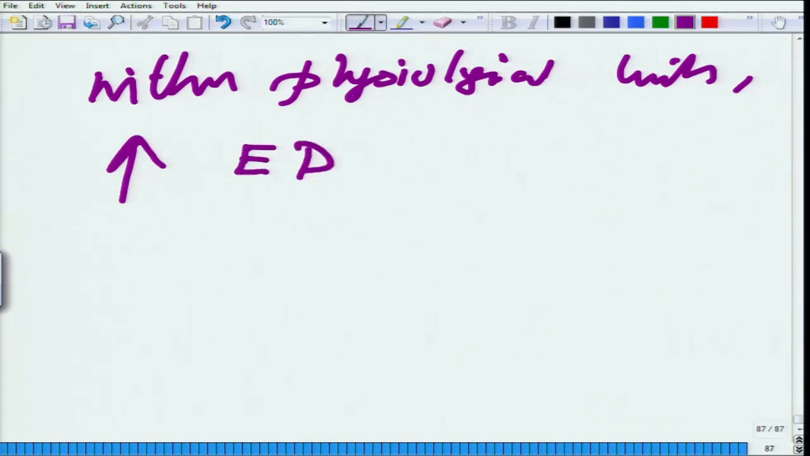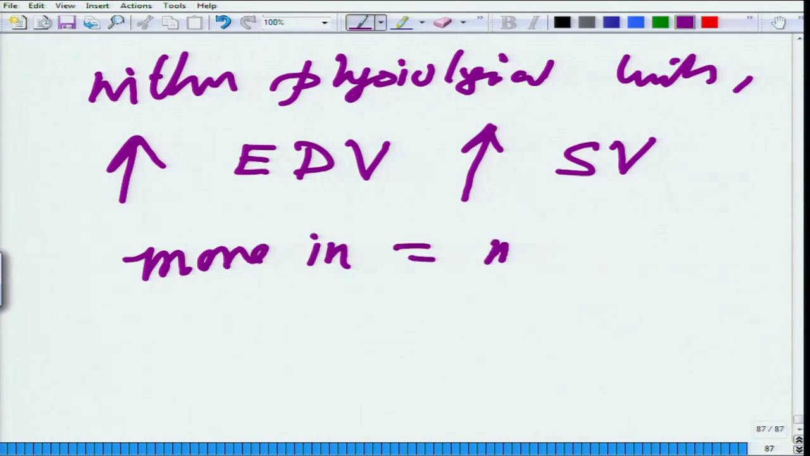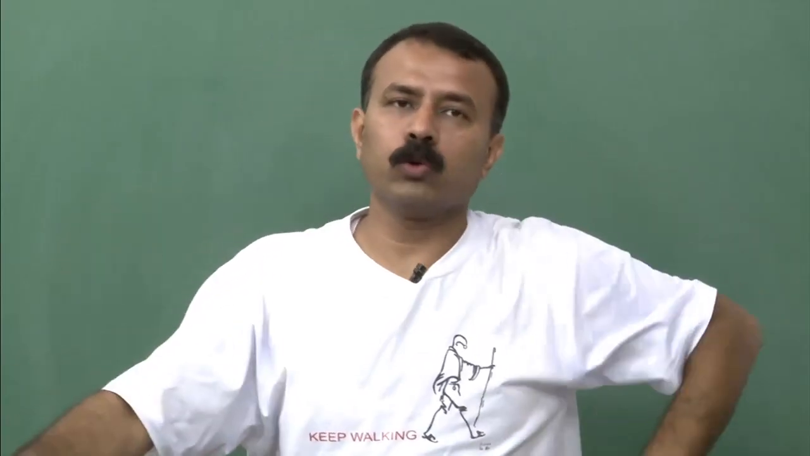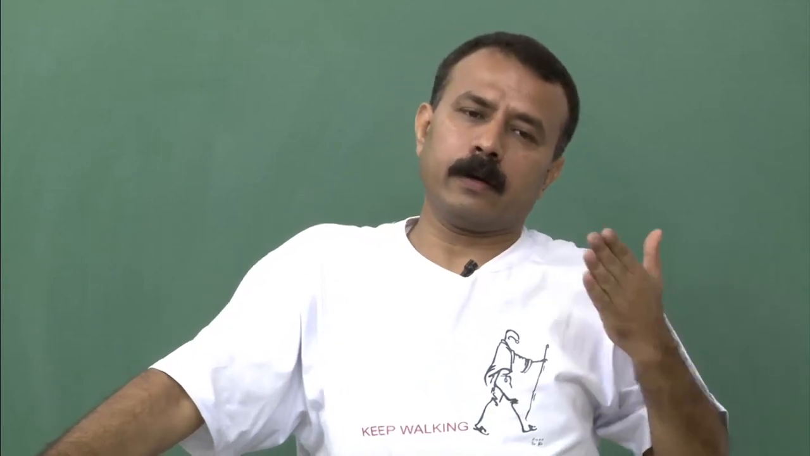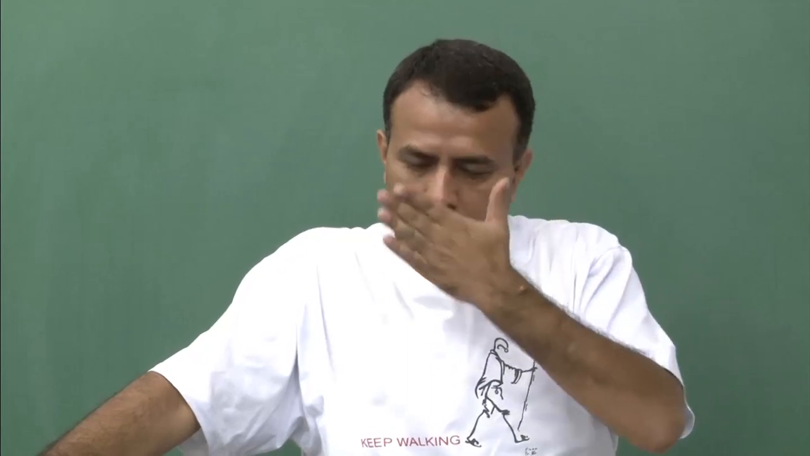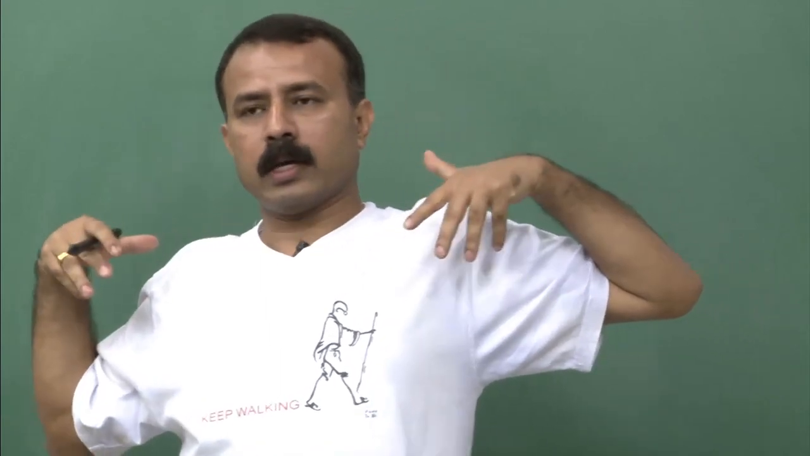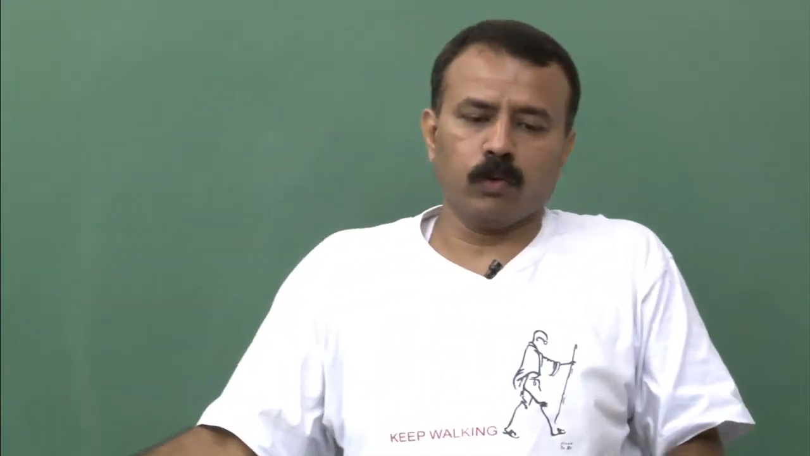an increase in EDV will result in a corresponding increase in stroke volume. In other words, it is sometimes called more in equals more out. This was first developed by Ernest H. Starling based on some of the findings of Otto Frank. It is now called the Frank Starling law or Frank Starling rule, which basically says that within the physiological limit, the ventricles can produce more and more contractile force as more and more stretching is allowed. So, they have a significant amount of room to do so.